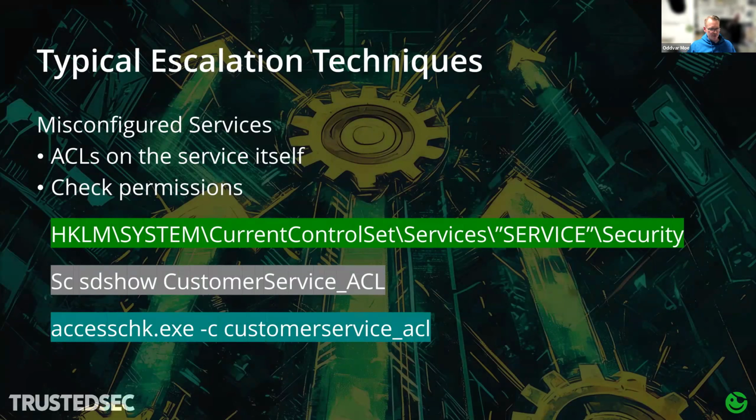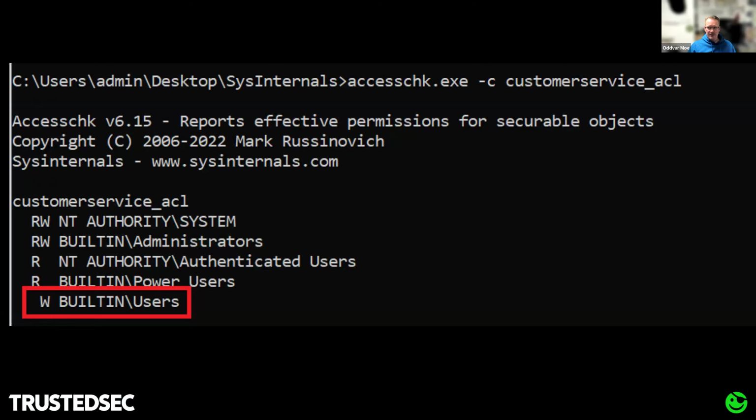An easier way of doing it is just using sc sdshow and then the service name you want to check. You can also use accesschk if you want to check a specific service using the -c parameter. Accesschk would look something like this. If I do accesschk -c on my customer service ACL, you can see here that the built-in users actually have write permissions to that service object itself. This doesn't mean that you can change the files on disk, but you can change the service configuration. So you could change where it executes the binary from to something you control instead.